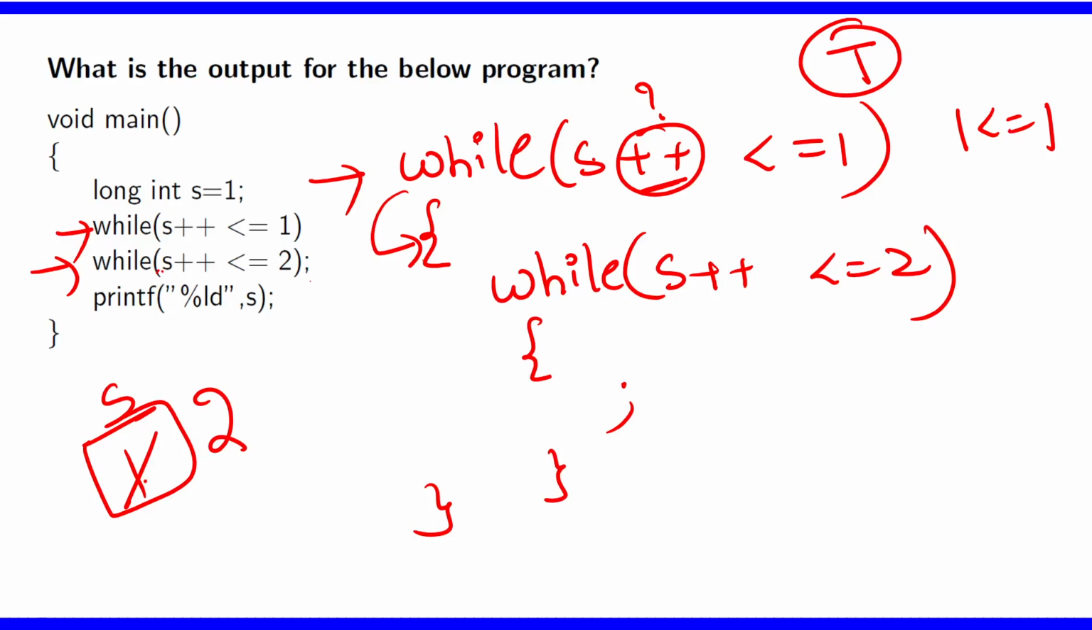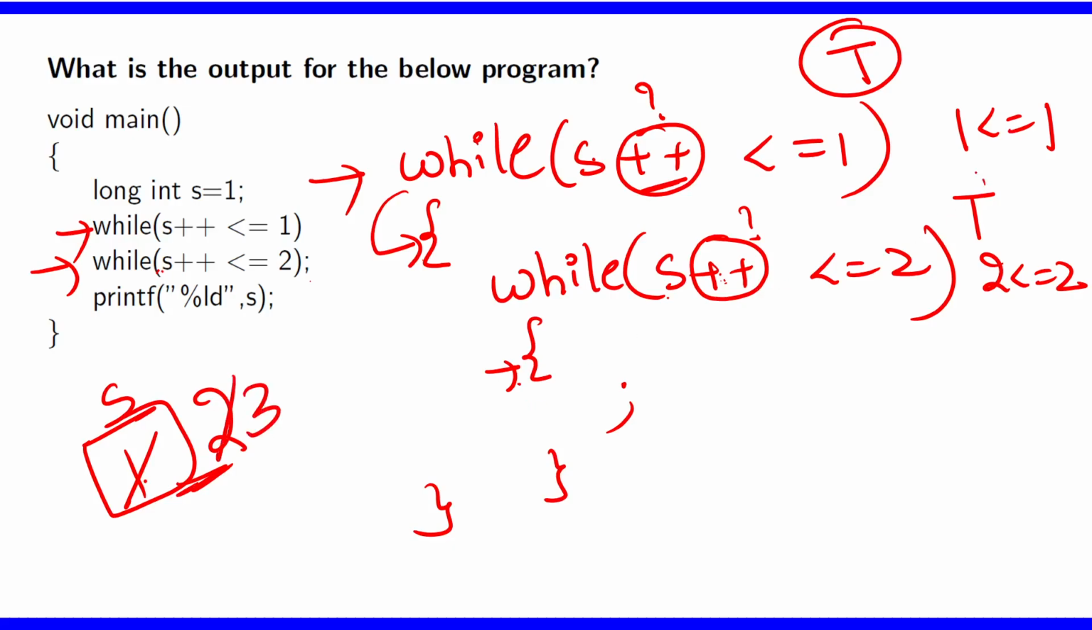Now, here what is happening? While s plus plus. Again, this plus plus I will do it later. What is the current value of s? It is 2. 2 less than or equal to 2. This is also true. But before I come to this open bracket, I have to complete this pending operation. Because of this, s becomes 3.